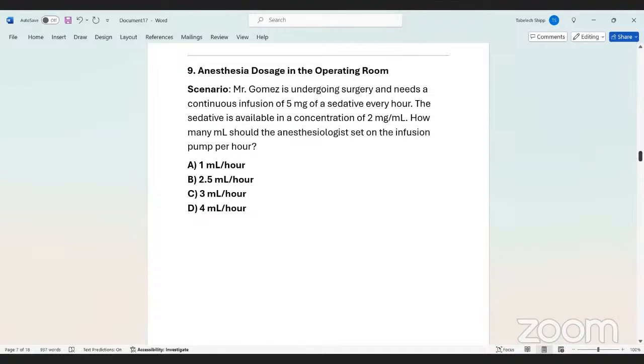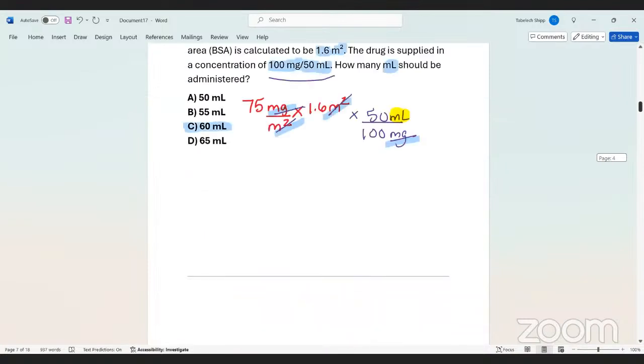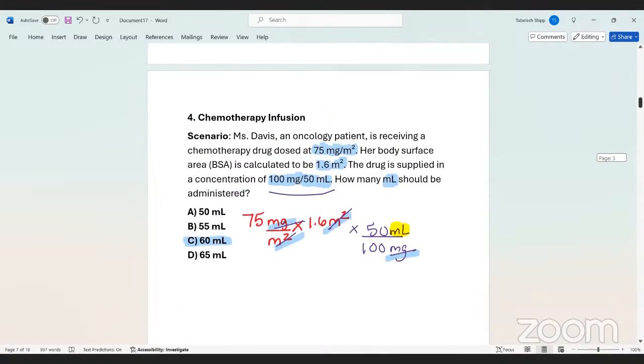Okay, Issa said, why did you flip the 100 over 50? Let me go back. Okay, very good question. And this is why I set these problems up the way that I do, because questions like this come up, and these are really good questions.